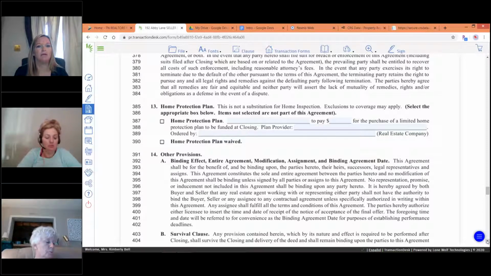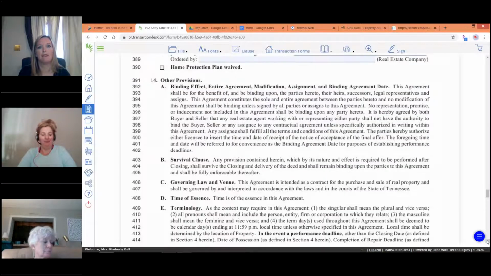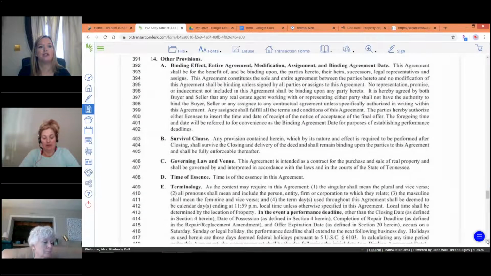Home protection plan. You ask them, show them the home protection plans, tell them that we are not salespeople for the home protection plans, and then they decide. Sometimes sellers offer them. You would put that there if a seller's offering it. There's all kinds of pamphlets for that in the office. Other provisions.